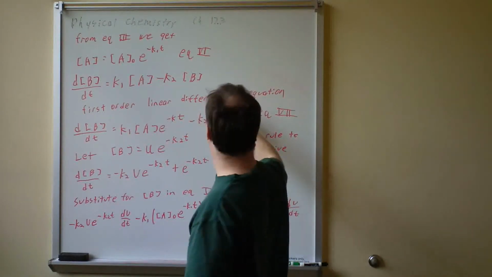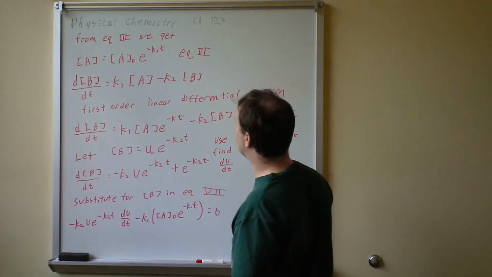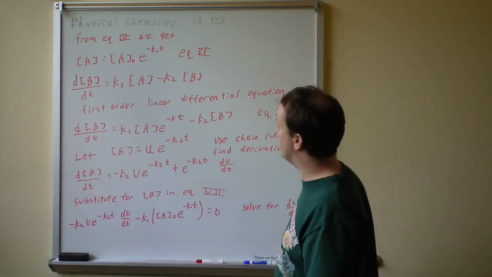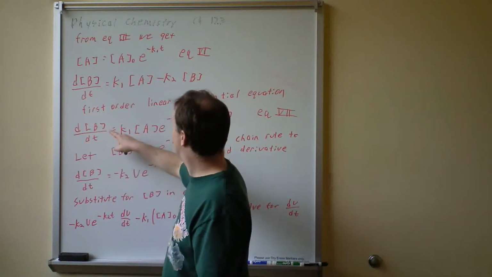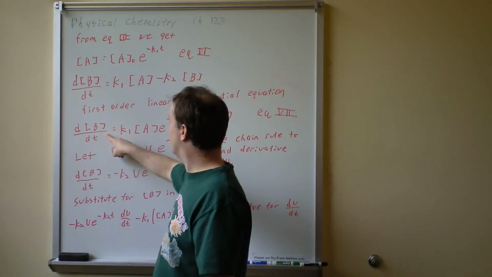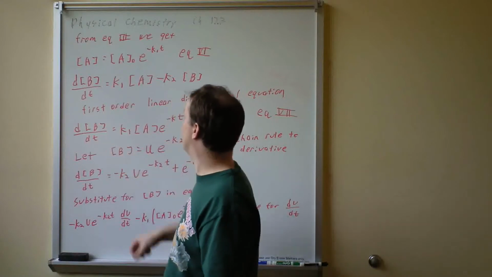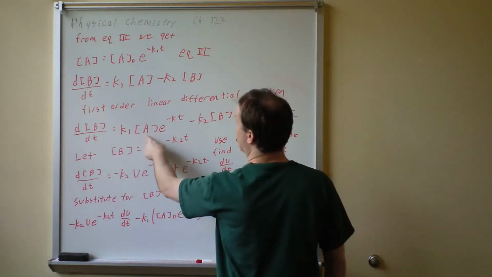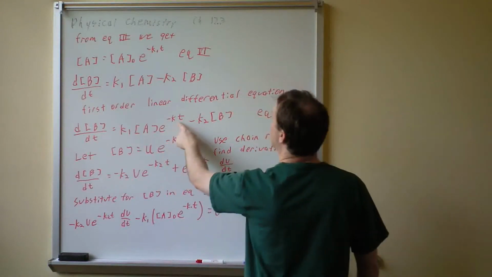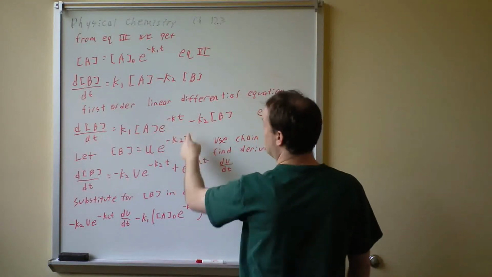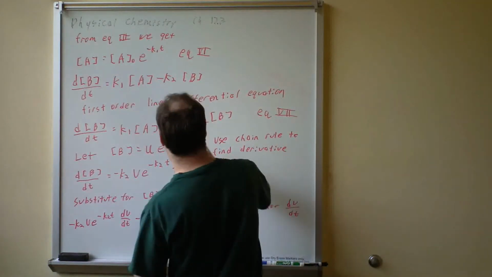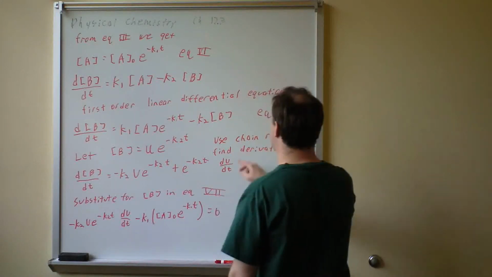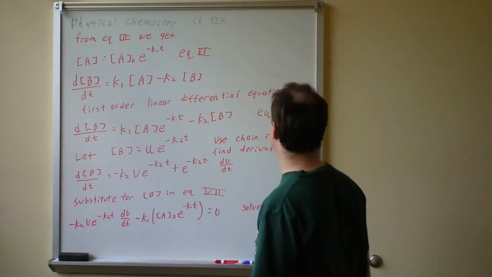But this is a linear differential equation, first order linear differential equation. Differential equations aren't a prerequisite for this, but it'll help you understand. So we're going to get the derivative of the concentration of B with respect to time is equal to the rate constant 1 times the initial concentration of A times e to the minus k1t, and then minus k2 times the concentration of B. We'll call that equation 7.